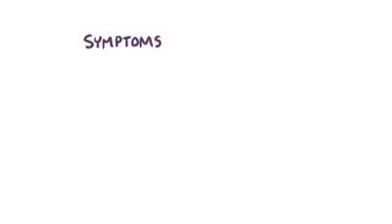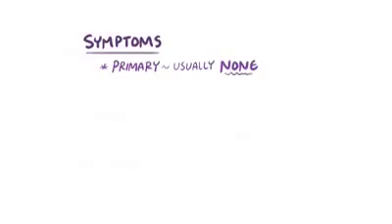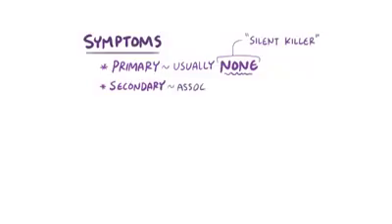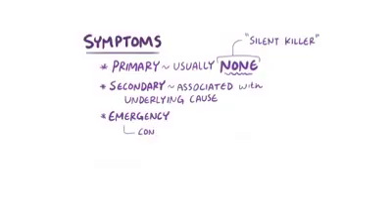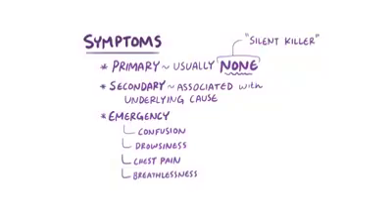So for symptoms, usually primary hypertension isn't actually accompanied by any symptoms, which is why it's sometimes referred to as a silent killer. Secondary hypertension might involve a variety of symptoms associated with the underlying cause. And finally, hypertensive emergency might involve symptoms like confusion, drowsiness, chest pain, and breathlessness.